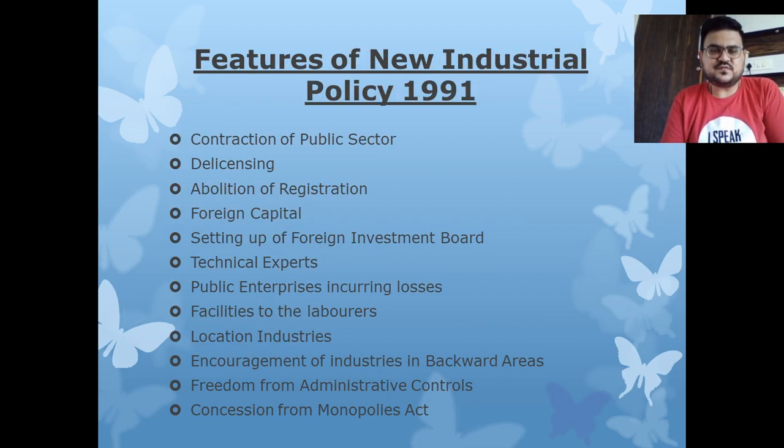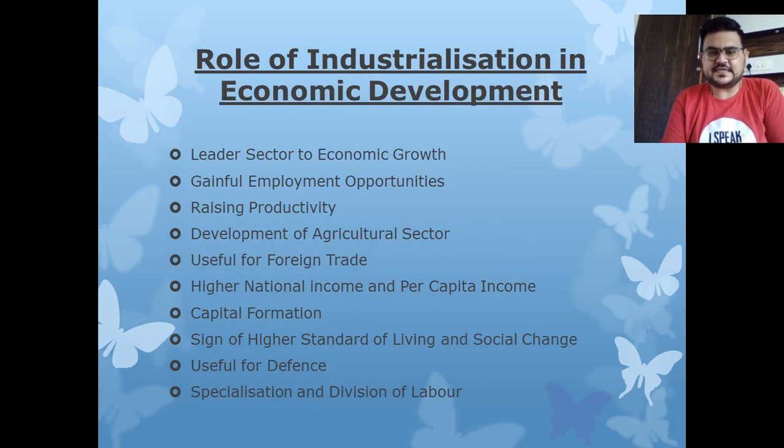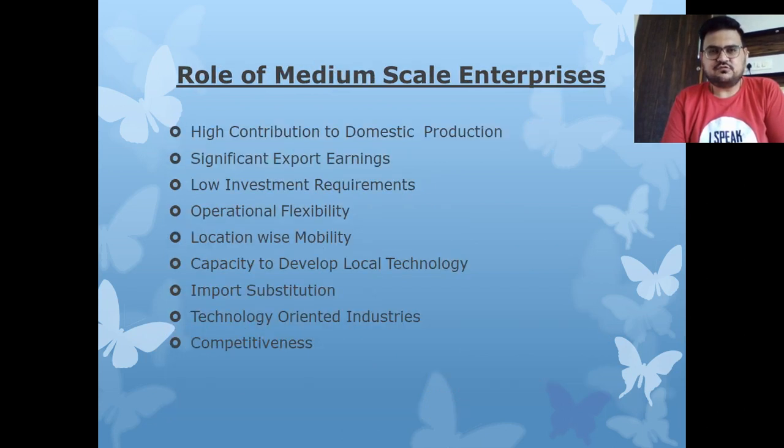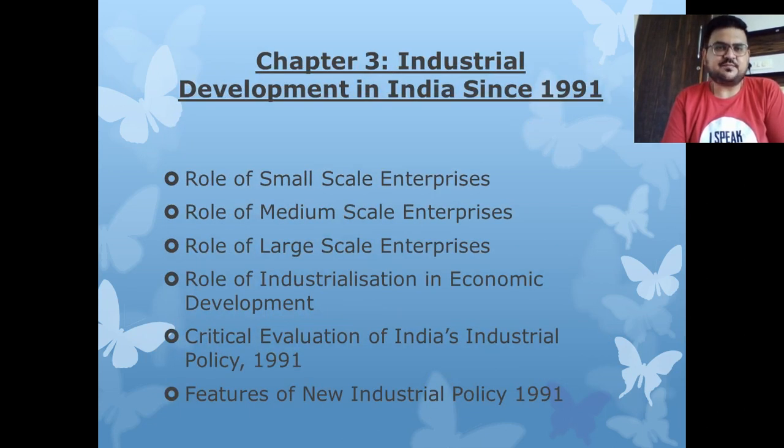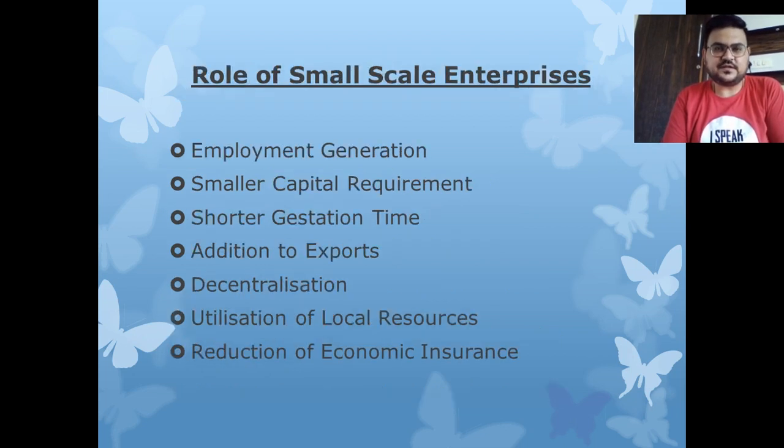So with this we come to an end of chapter 3 also. We'll just quickly see what all we learned in this chapter, that is industrial development in India since 1991. So we saw the role of small scale enterprises, medium scale enterprises, large scale enterprises. We saw the role of industrialization. Then we saw merits and demerits of India's industrial policy. Then features of the new industrial policy 1991.